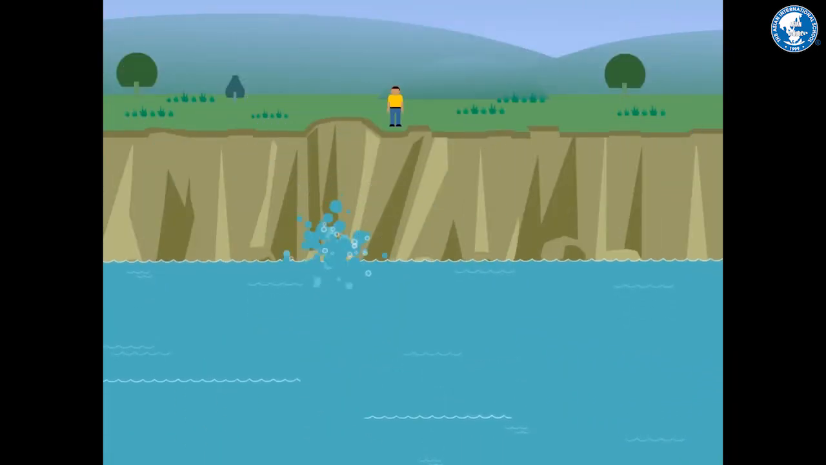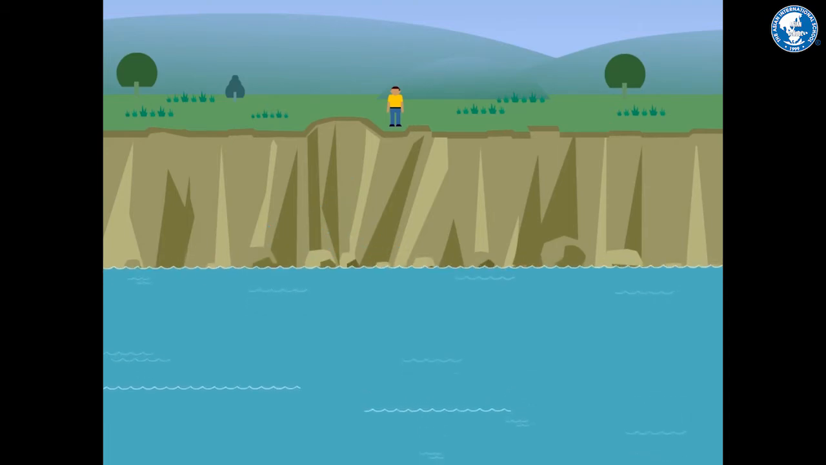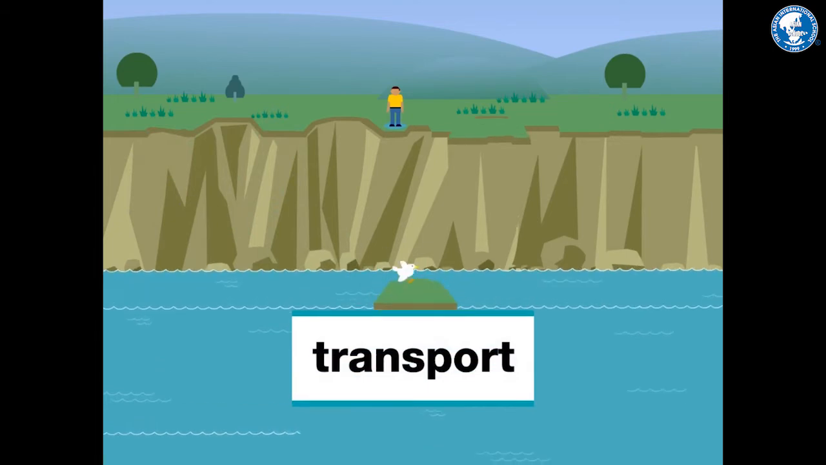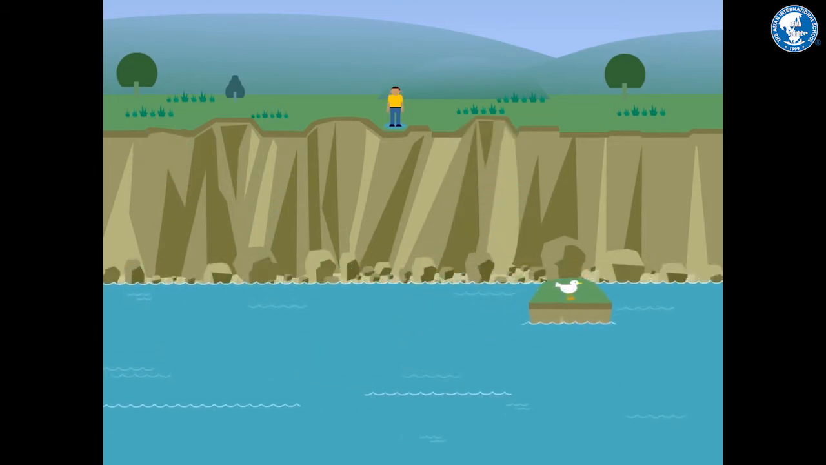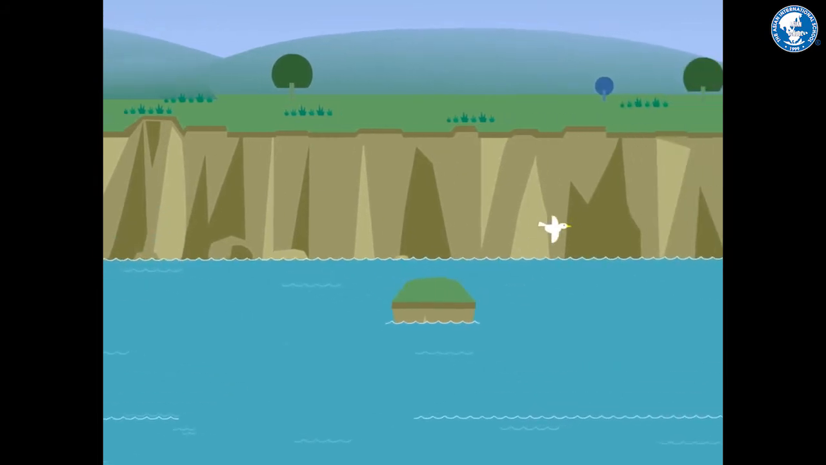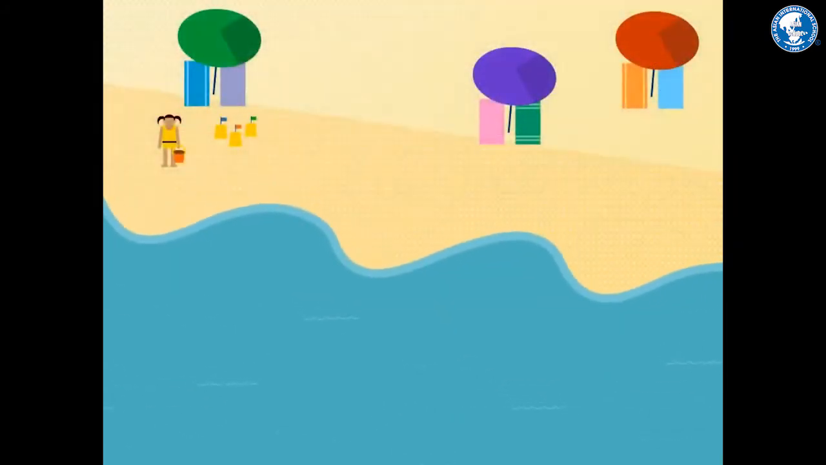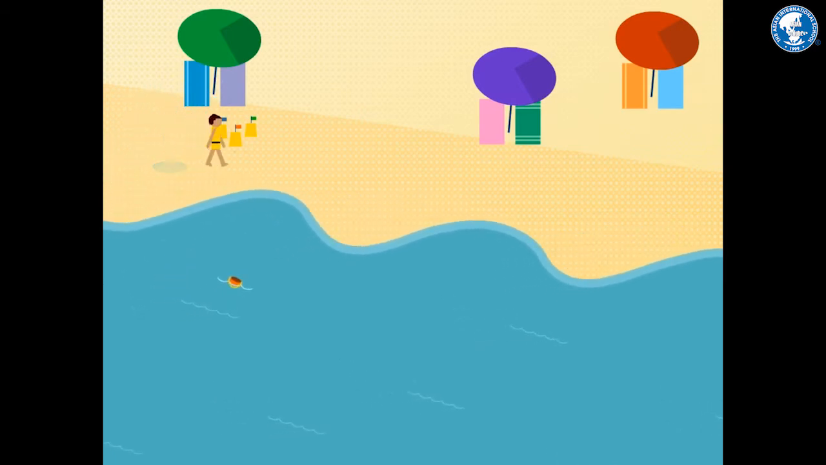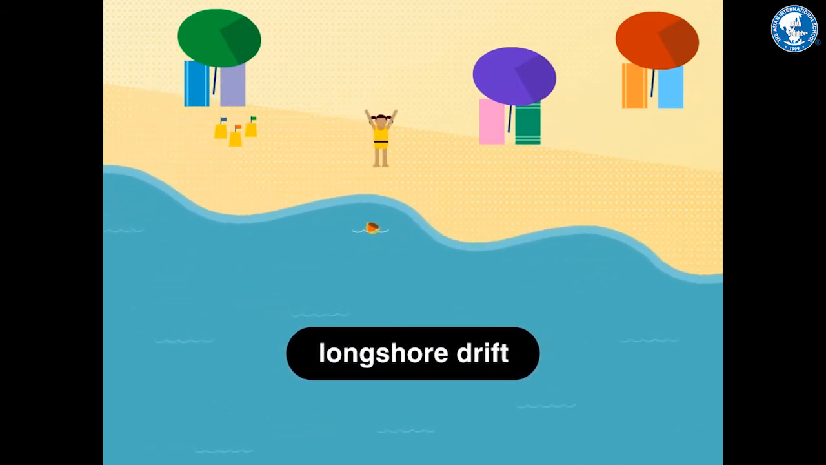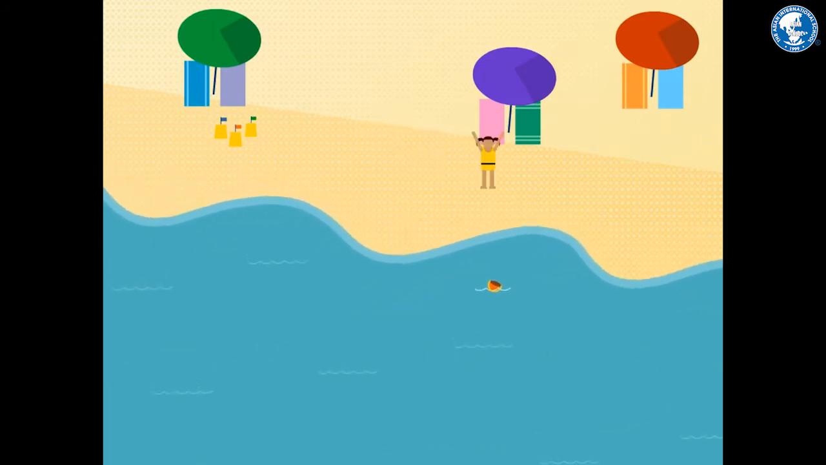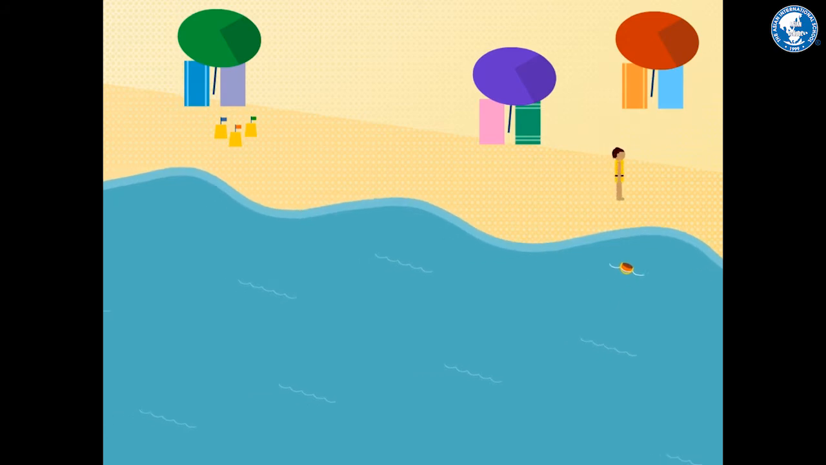So, what happens to the material that gets eroded from the land? Waves transport it from place to place. They can carry sand and shingle up and down a beach or out to sea. Sometimes waves transport material along a beach from one end to another in a process called longshore drift. It happens when waves approach the coast at an angle, taking sand and shingle up the beach with them.